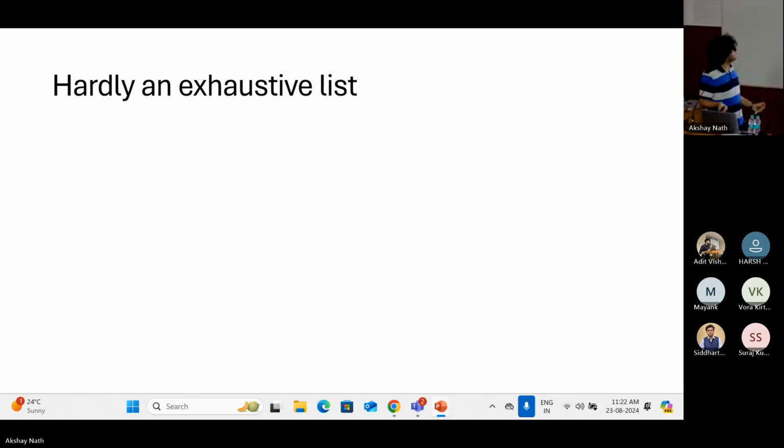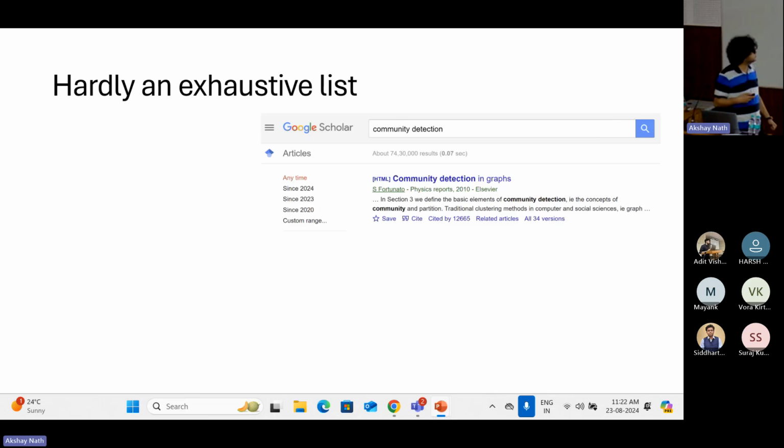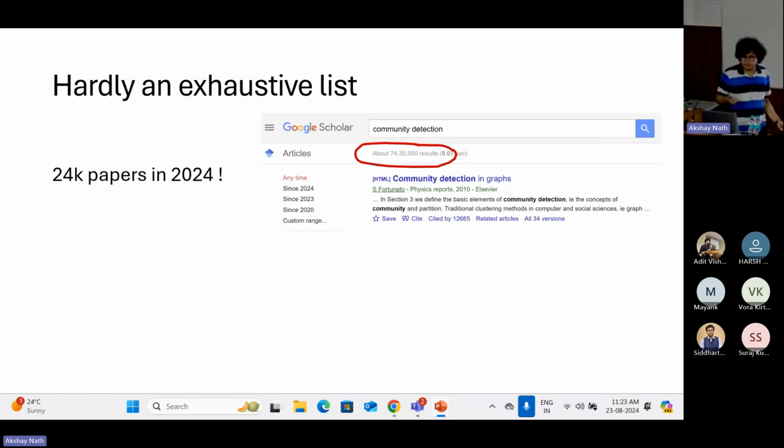Okay, this is hardly an exhaustive list, and if you just look up community detection, there have been 7.4 million papers on that. In 2024 alone, there have been 24,000 papers. This beats graph neural networks even. So I think the only thing I found which had more papers was attention or large language models.